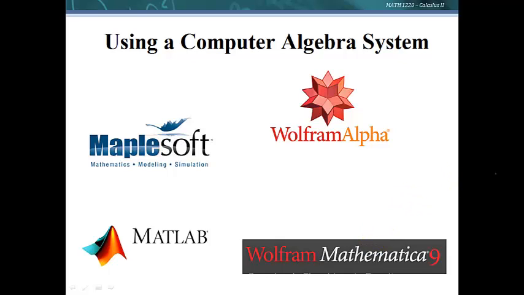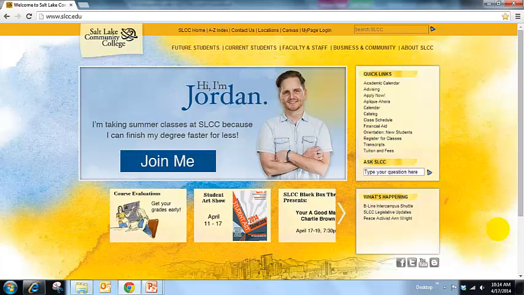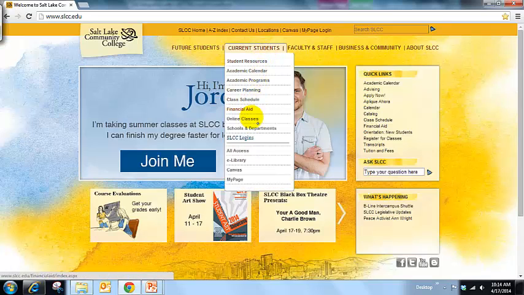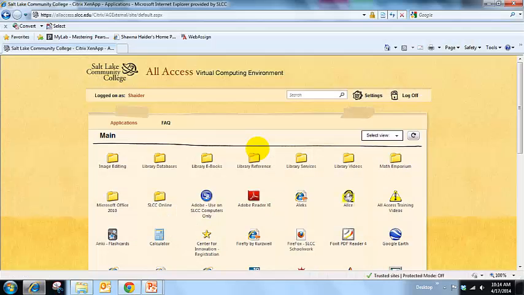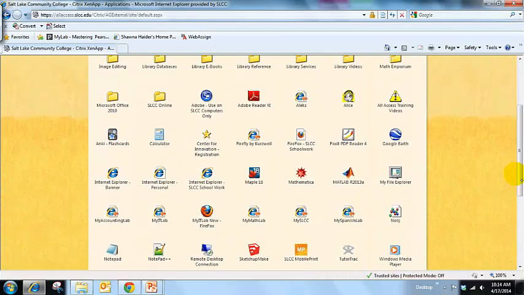Now, if you want to access Maple, MATLAB, or Mathematica, what you want to do is go to the college homepage, and under current students you have all access right here. Once you log into all access, it will look something like this. If you scroll down, you will see here we have Maple, here we have Mathematica, and here we have MATLAB.